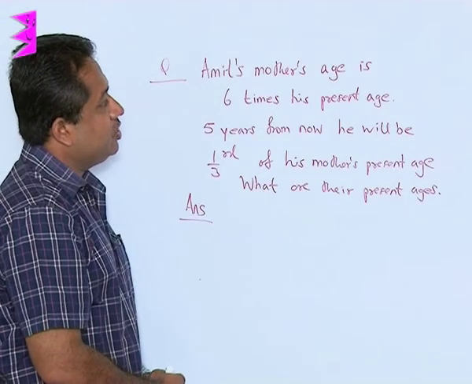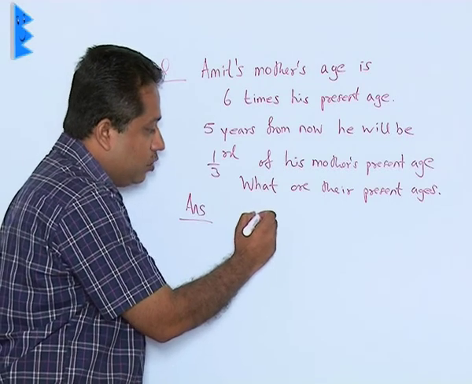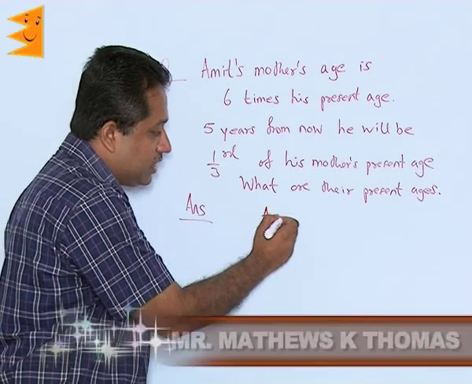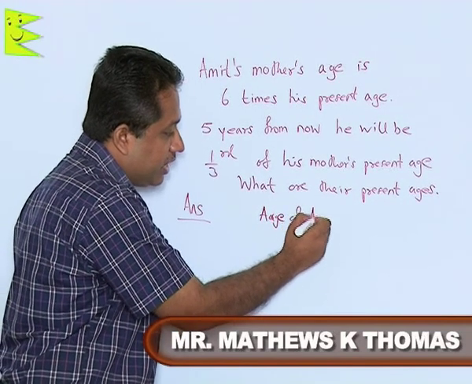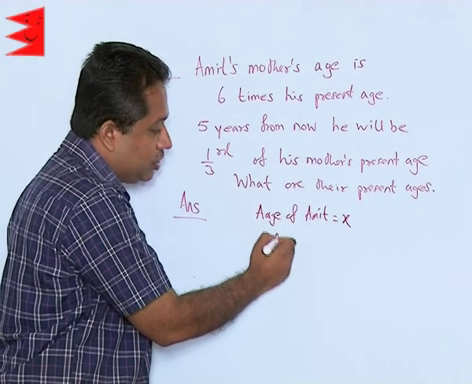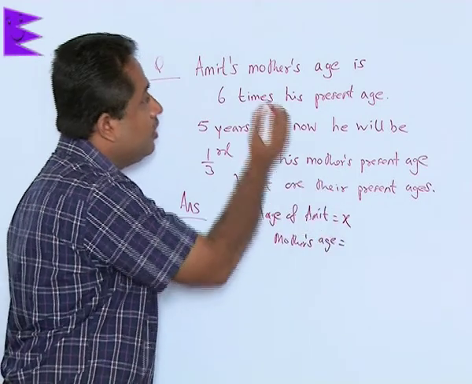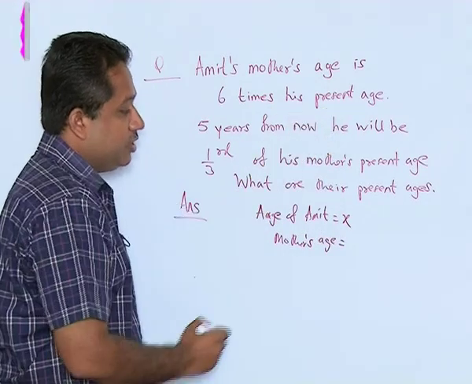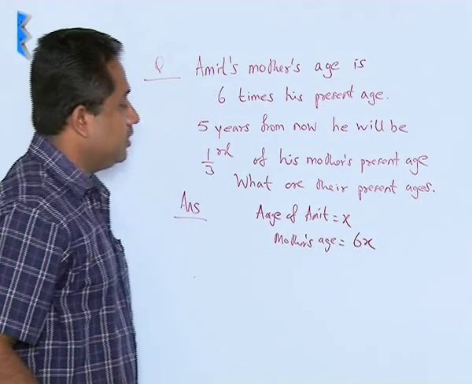Amit's mother's age is 6 times his present age. So, we can assume the age of the son, that is Amit, as x. So, his mother's age is going to be, as per the question, 6 times his present age. So, if this is x, the mother's age will be 6x.